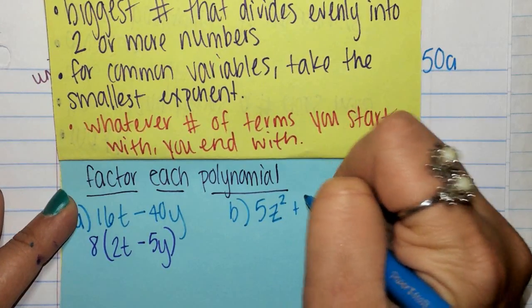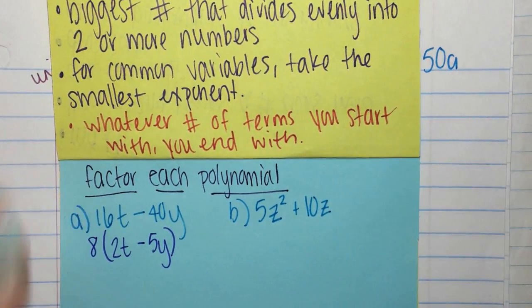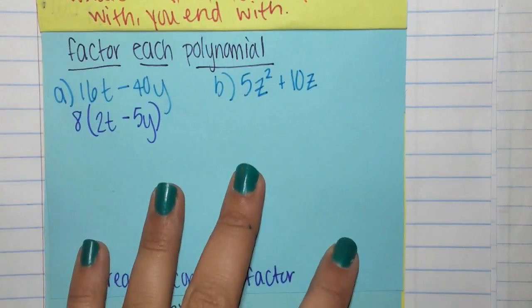Alright, B. 5z squared plus 10z. And for the love of all things holy, please put a line through your z's.